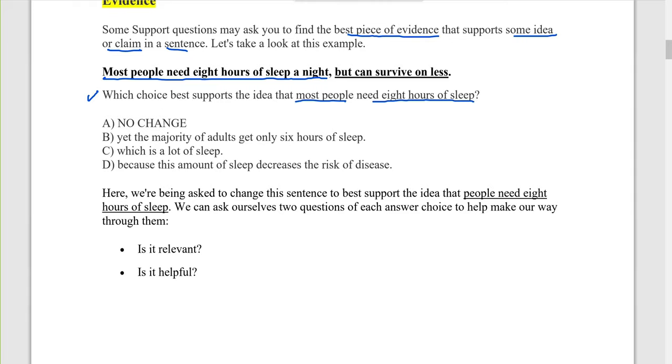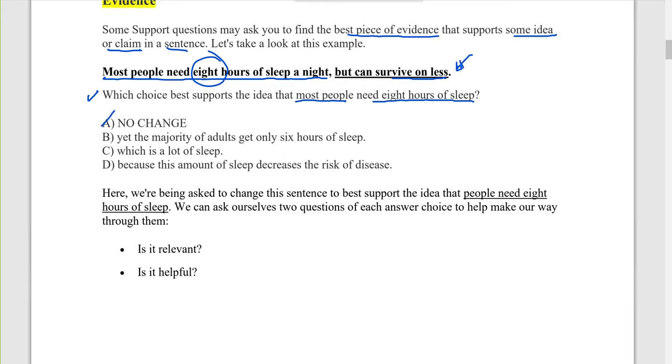Excellent. Okay, so teacher, why not A, like here, but can survive on less? Why not A? Simply that choice isn't directly talking about 8 hours. Here we are talking about what? Remember, we are talking about 8 hours of sleep. But here it is not talking about 8 hours, so A is wrong.